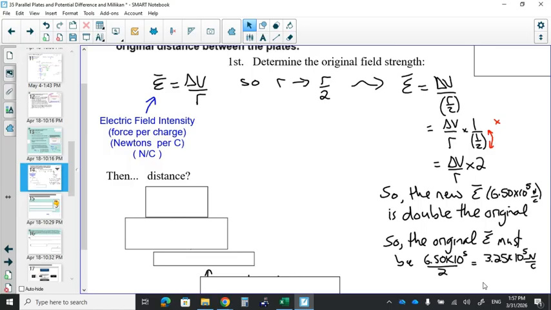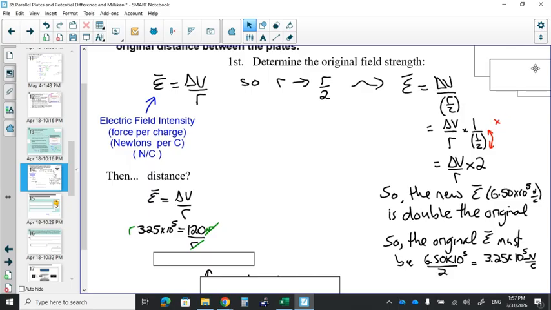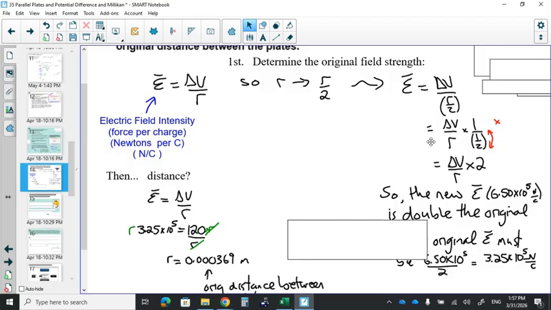But anyways, the original must be 3.25, right? So then we can say, well, what's the distance? Well, at that point, it's just using the equation, right? So we have 3.25 times 10 to the 5 equals 120 per R, and we just solve for R.